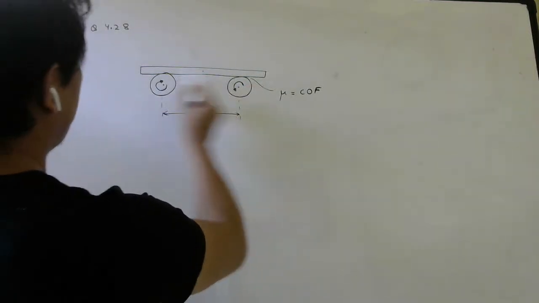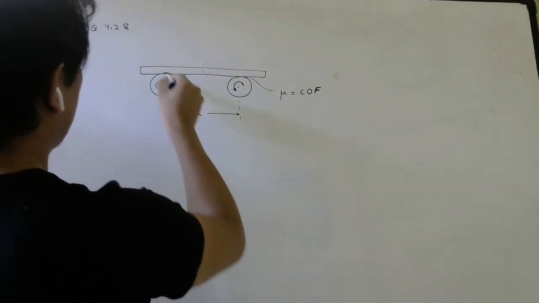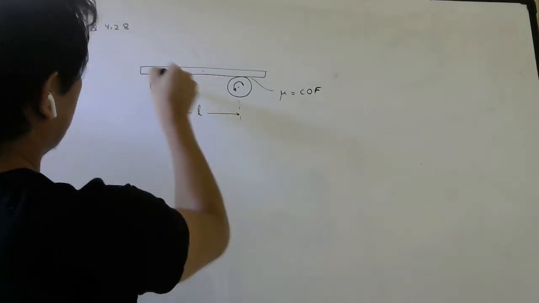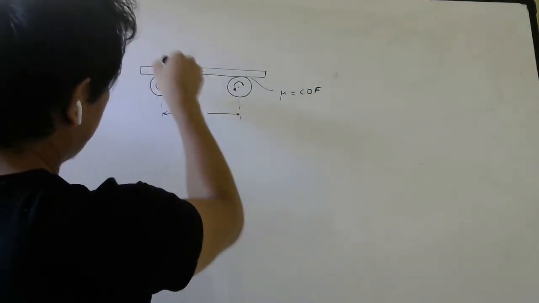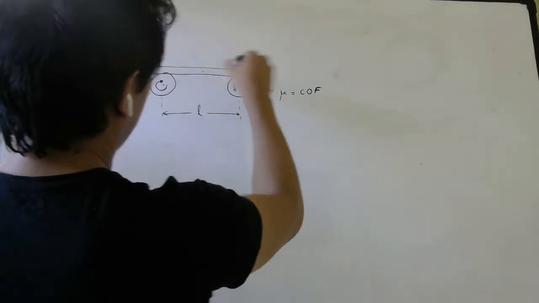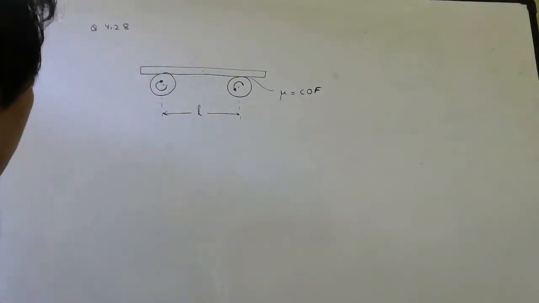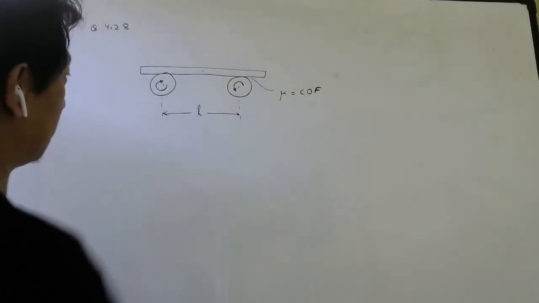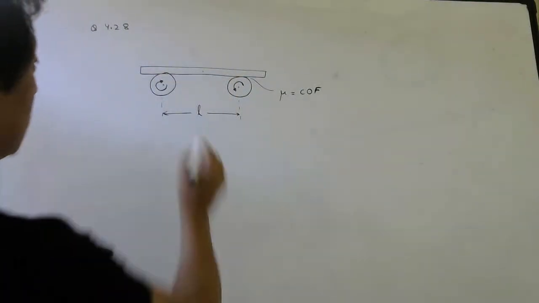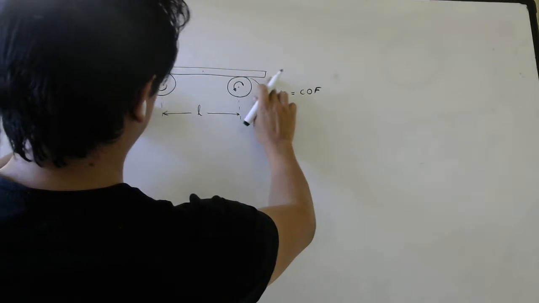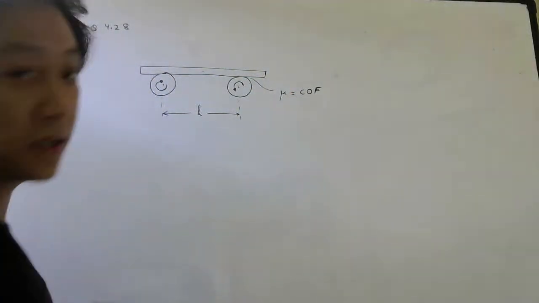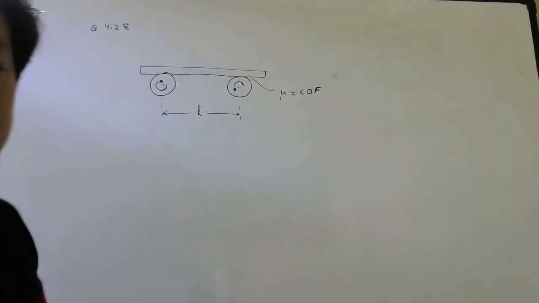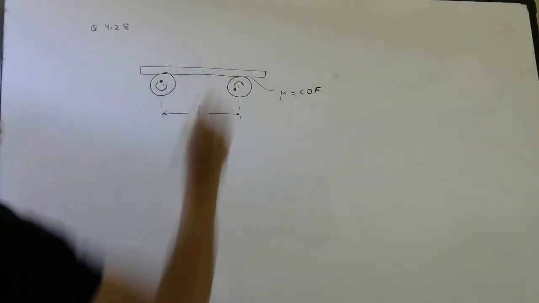So here there is a plank, and there are two drums which are rotating. This one is rotating in the clockwise sense, and this is rotating in the anti-clockwise sense. Okay, and right now this plank is in equilibrium. Then the question says, if it is slightly displaced and then released, what would be the period of oscillation? So we have to find the time period of oscillation.